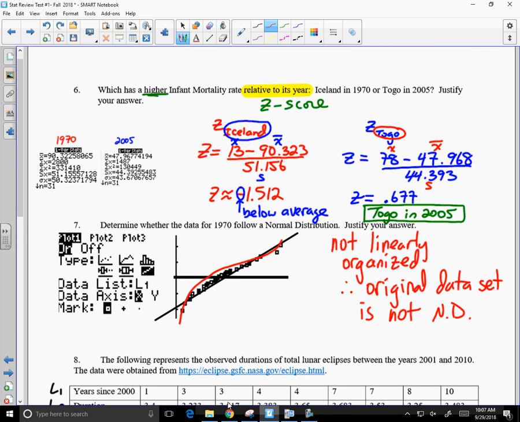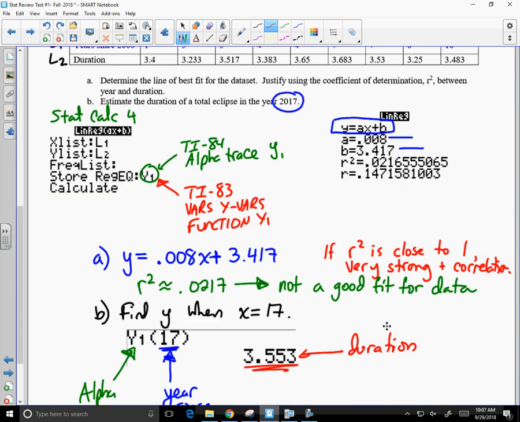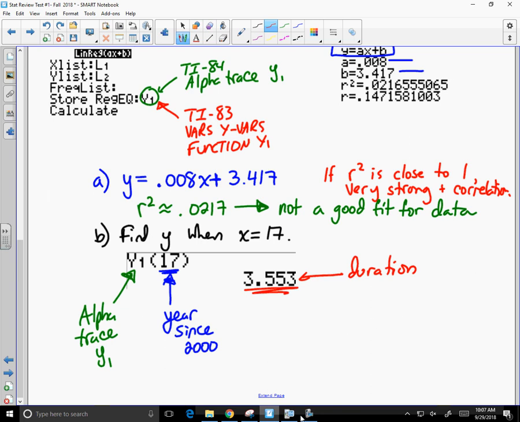Page 3? I don't know. What page was this? I lost track.